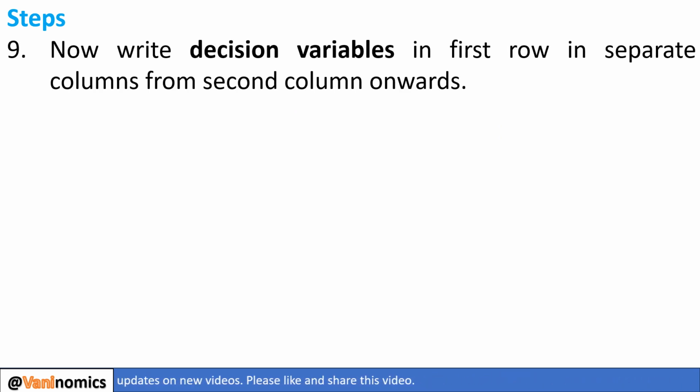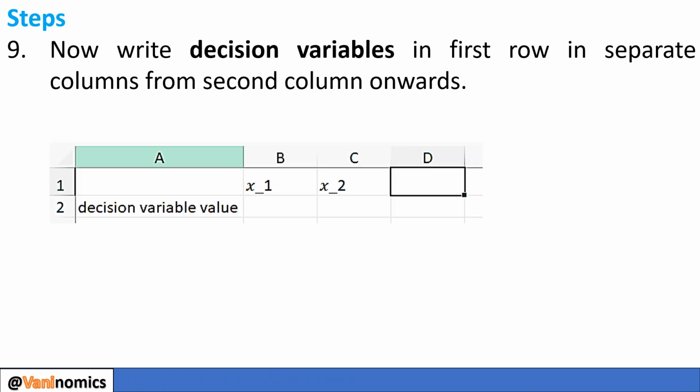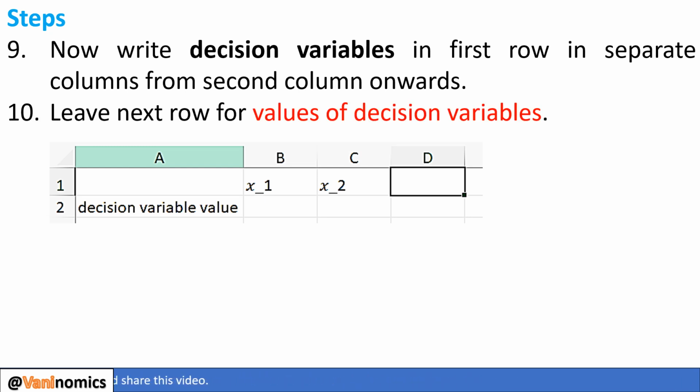Now write down decision variables in the first row in separate columns from second column onwards. So you see the column A is left blank in the first row, and I write x1, x2 in the column B and C. Then in the next row I keep it reserved for values of decision variable, so I write their decision variable value.